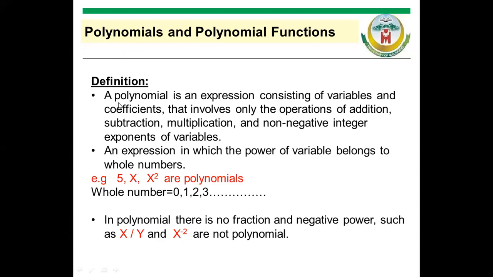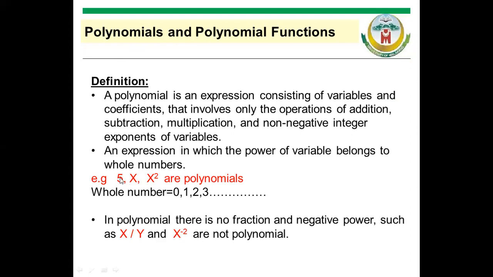We can define a polynomial as an expression consisting of variables and coefficients that involve only the operations of addition, subtraction, multiplication, and non-negative integer exponents of variables. For example, 5x or x squared, these are different polynomials, okay?